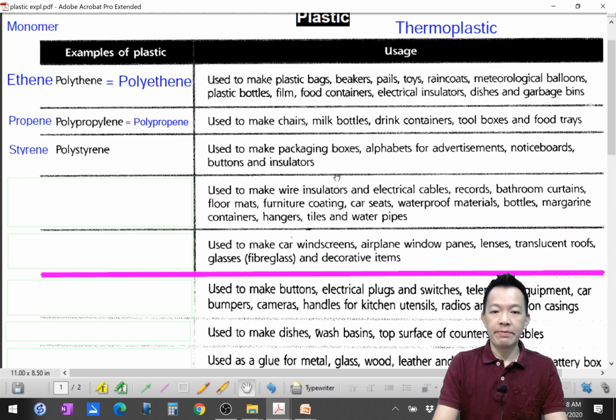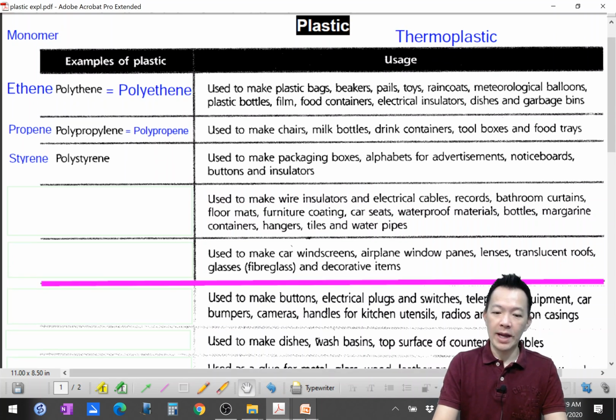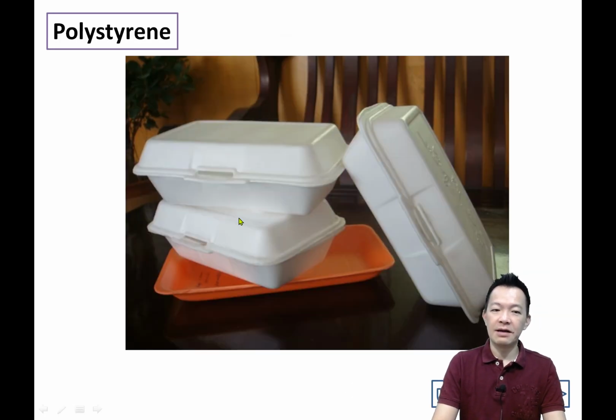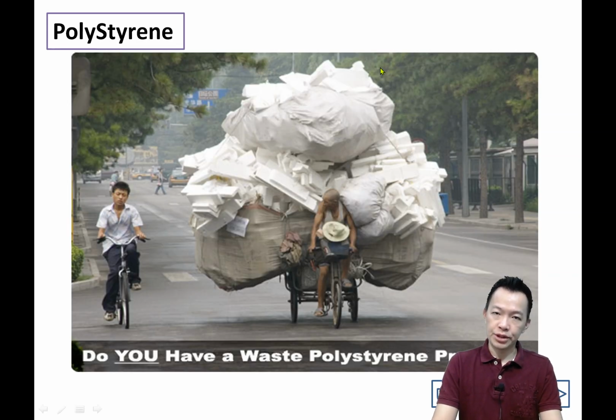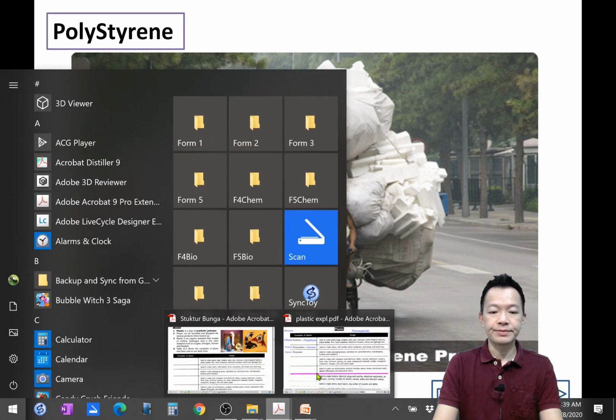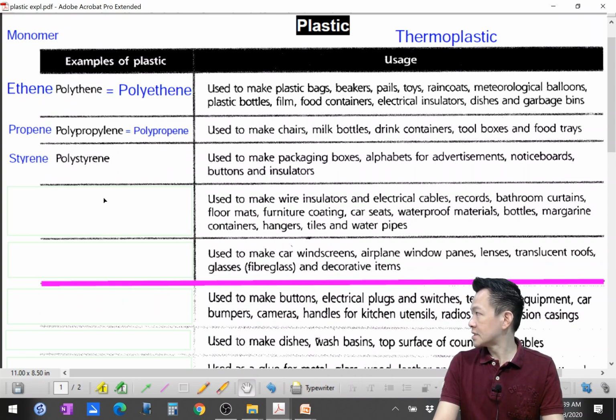Next, polystyrene, the plastic called polystyrene, 保丽龙. It's a very cheap plastic, 更便宜的 plastic. But now we cannot use it anymore in our restaurants, 现在不可以再用了. Polystyrene 保丽龙 can be recycled, but it's not worth recycling because it's too light. It's another type of plastic that cannot withstand high temperature.